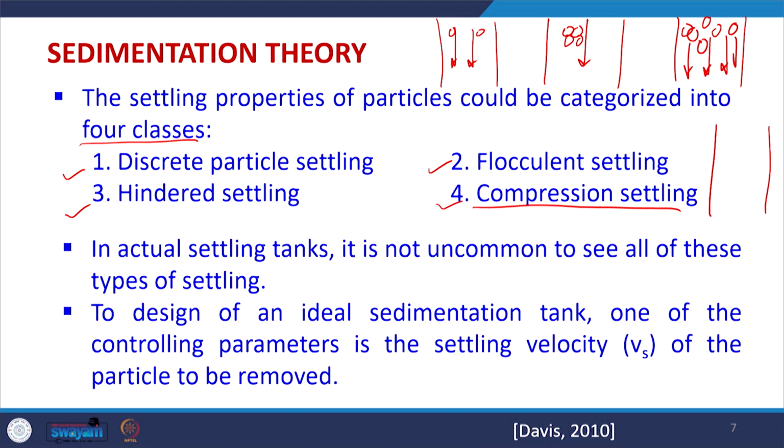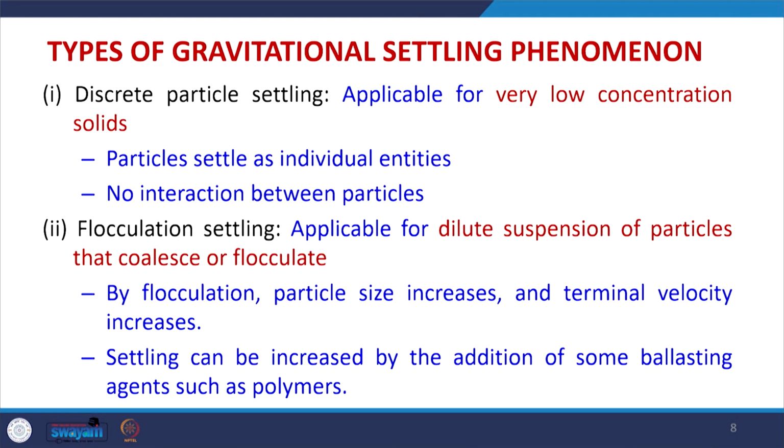In actual settling, it is not uncommon to see all of these types of settling happen. In the design of an ideal sedimentation tank, one of the controlling parameters is the settling velocity of the particle to be removed, and this theory can be obtained from discrete particle settling itself. So, we will study sedimentation in detail, because it is very important for our course. Now, types of gravitational settling phenomena. We can have discrete particle settling, applicable for very low concentration solids.